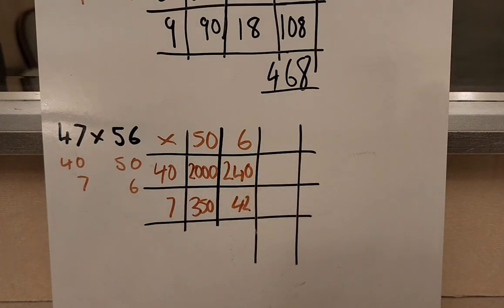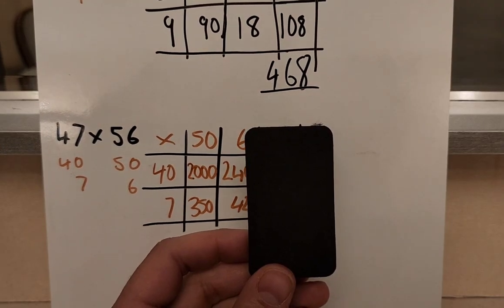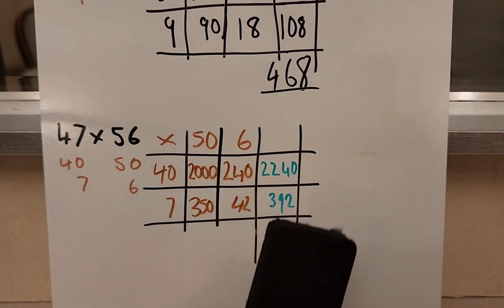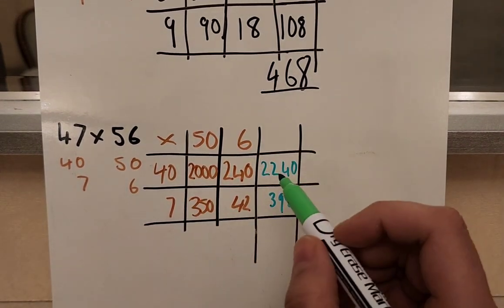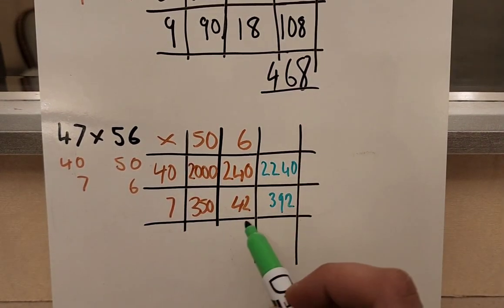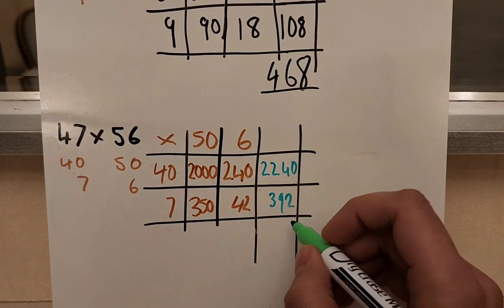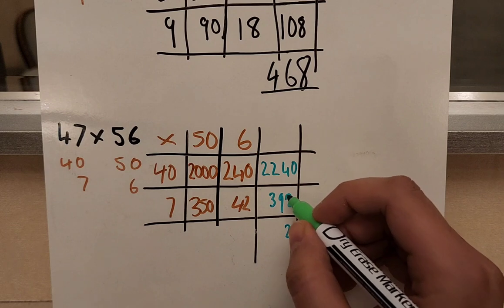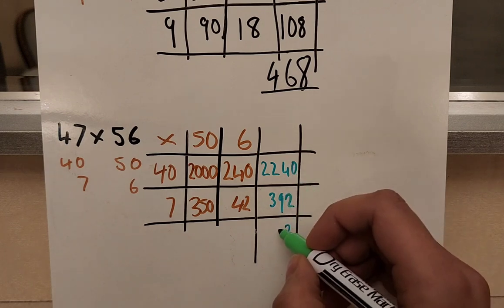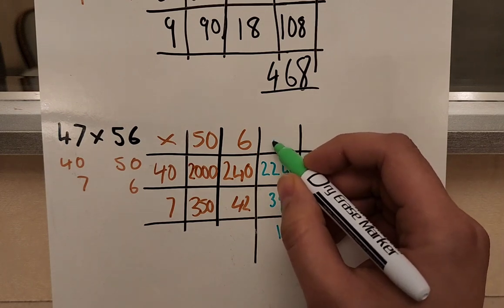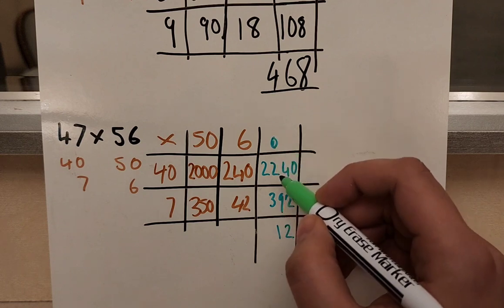6 times 7, 42. Now, let's go ahead and add these up. I'll give you a second to pause. Okay, let's go ahead and have a look. So add these up, 2,240, add these up, 392. So now we just tally in this column is a 2. Here, 9 and 4, going to leave us with a 1. We're going to carry 1. That's going to be 3 and 6.